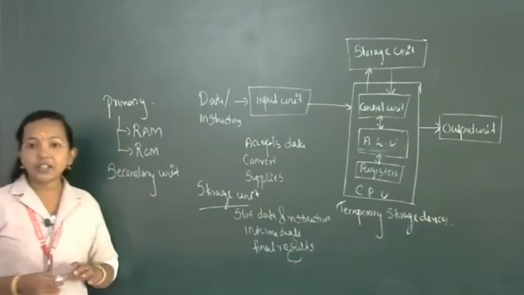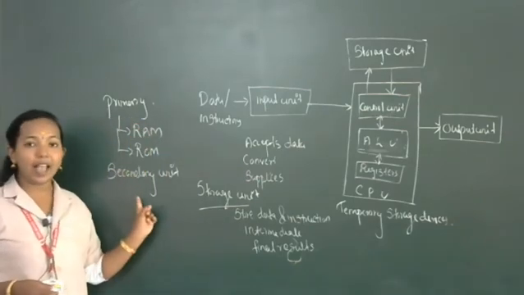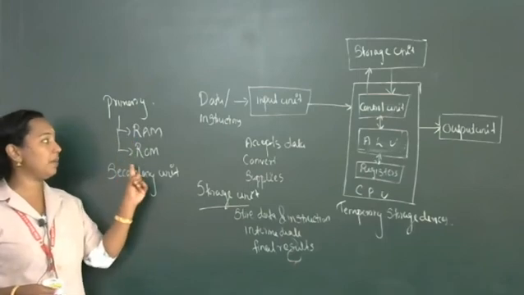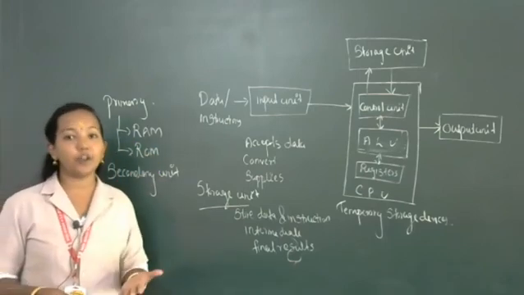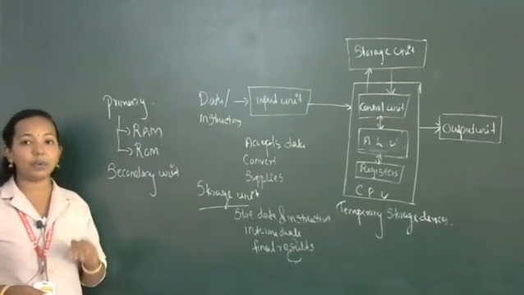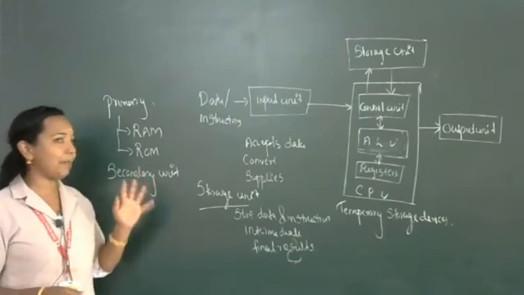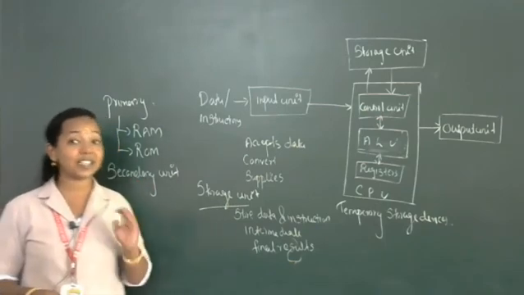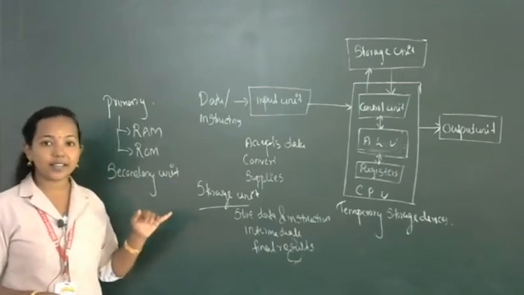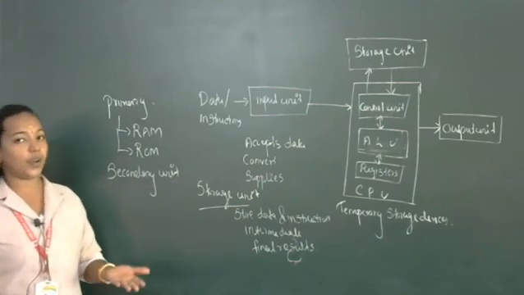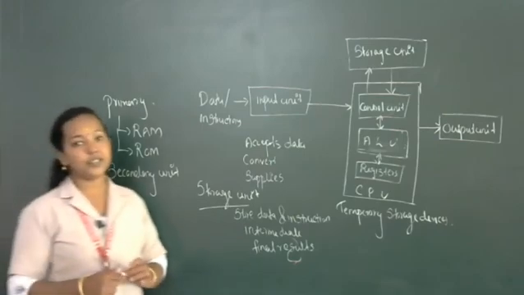So storage devices can be classified into two categories: primary memory and secondary memory. Primary memory examples are RAM and ROM, random access memory and read-only memory. Both are present in computer memory, also known as system memory, and their storage capacity is less compared to secondary storage devices. Secondary storage devices means external storage devices. Okay, clear? So these are the different duties of the storage unit.